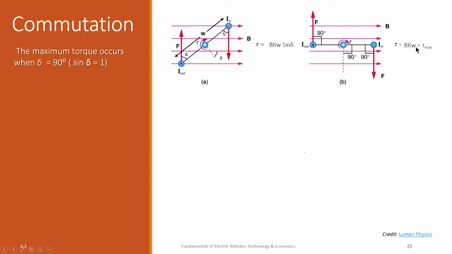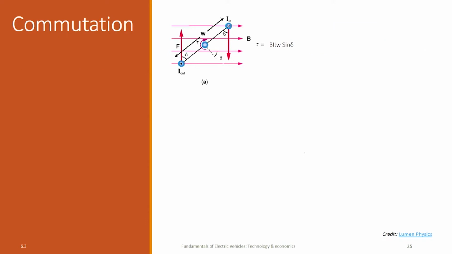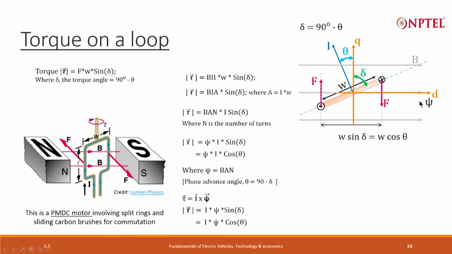The maximum torque is produced when the torque angle delta is 90 degrees, because ξ into I into sin delta is maximum when delta is 90 degrees, and that is when the current vector which I showed you in the previous diagram is actually perpendicular to the coil. That means theta is 0. I can quickly take you back to that. Yeah, when delta is at 90 degrees, theta is 0, current is perpendicular to the direction of the magnetic field, that is when I get maximum torque.